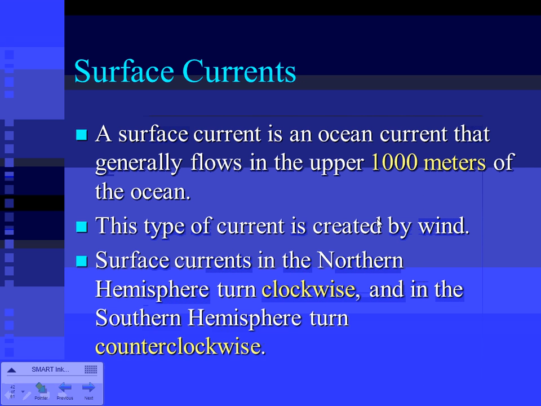Surface currents. A surface current is an ocean current that generally flows in the upper 1,000 meters of the ocean. This type of current is created by wind, because remember, wind happens above the water, so that's what's going to push around the water at the surface. Surface currents in the northern hemisphere turn clockwise, and in the southern hemisphere turn counterclockwise. This is going to be really important for you to know.